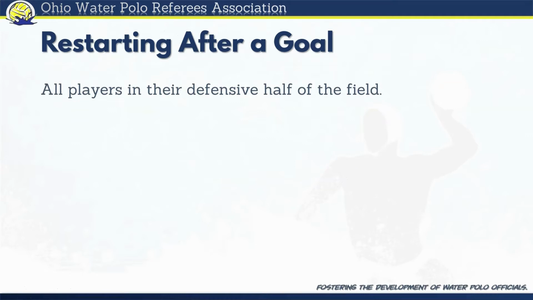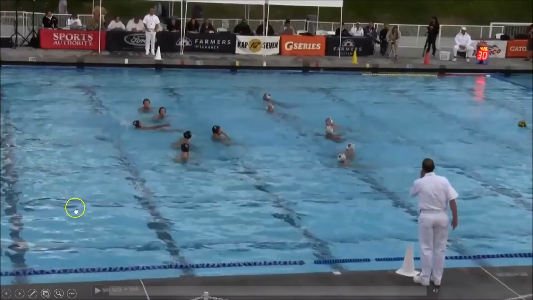Restarting after a goal, everybody gets onto their defensive half of the field of play, and the referee, when he or she is satisfied, will blow the whistle to start. Let's take a look at one of those. So you've got referees lined up in the middle here. White is all the way on this half of the pool. Dark is all the way on this half of the pool.